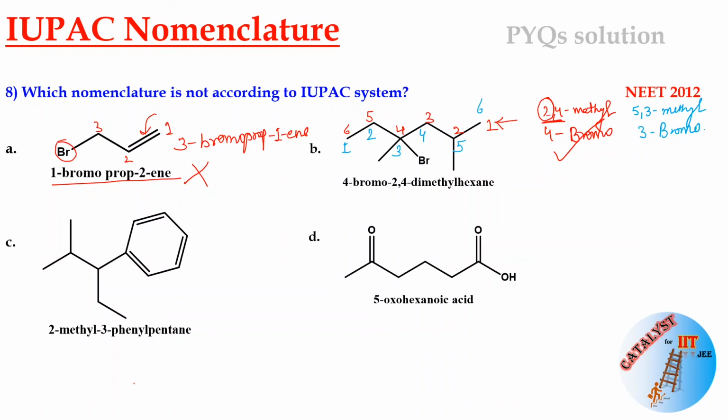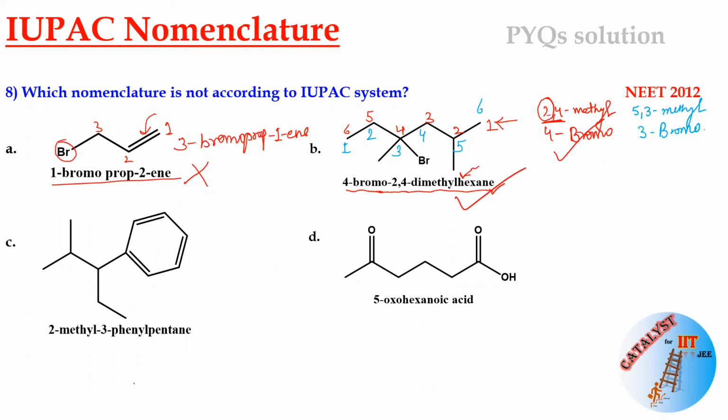And so the correct IUPAC name for this molecule is 4-bromo, because on the fourth position bromine is present, and 2,4-dimethyl. Methyl is occurring twice in this molecule, so that's why dimethyl hexane, because the number of carbons present is 6, so that's why hex, and this is a saturated hydrocarbon, so ane. So this is the correct IUPAC name for this molecule.